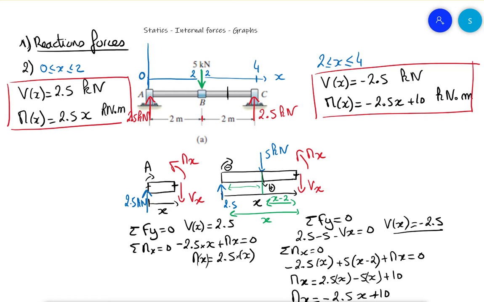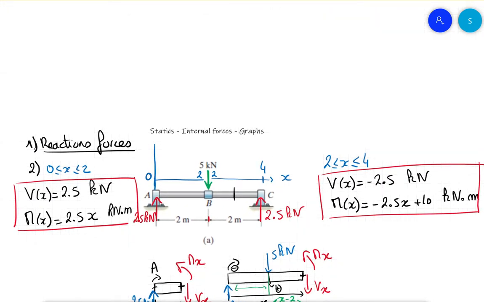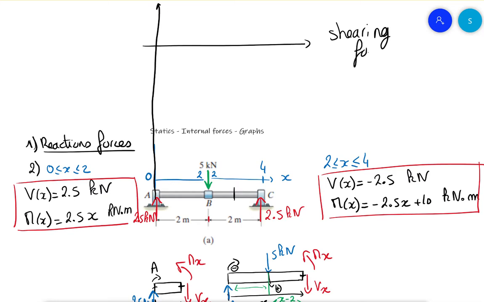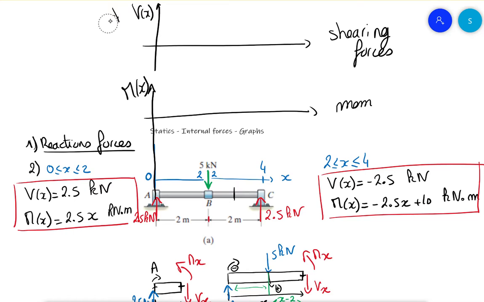Okay, do I clean everything or do I draw? Let me draw on top of that. So I will use the same. I will make an axis there. This is my shearing force, V of x, and this one will be my moment, M of x, on top of each other.